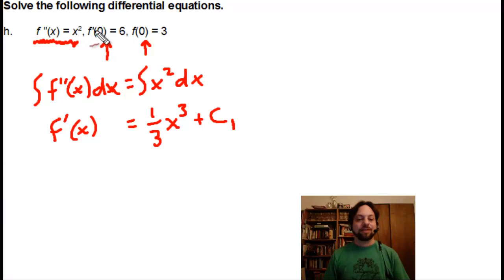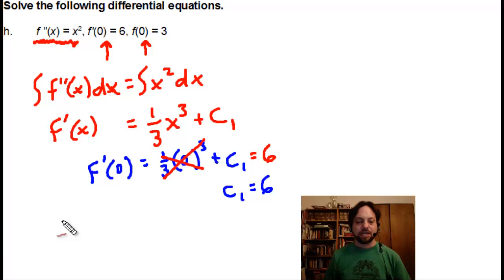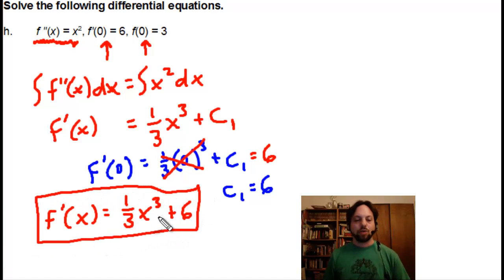Now, I am given that the initial velocity is 6. So if I plug in 0 for x here, I get 1/3 times 0 cubed plus c sub 1, and I'm told that this needs to equal 6. So this part is gone, and what am I left with? Simply c1 equals 6. So that tells me that my original velocity equation is actually going to be 1/3 x cubed plus 6. Awesome. There is my velocity. What can I do with this?